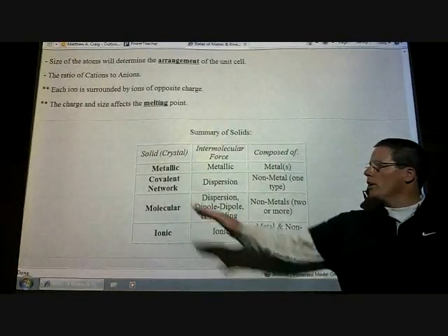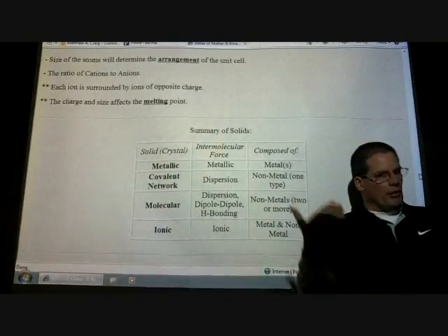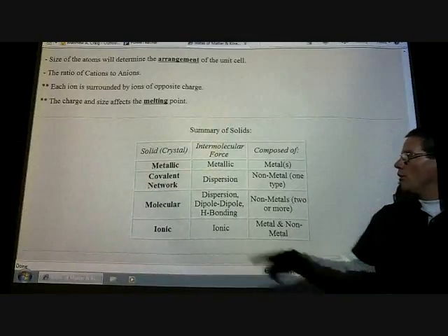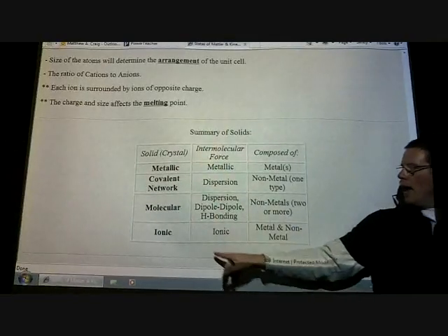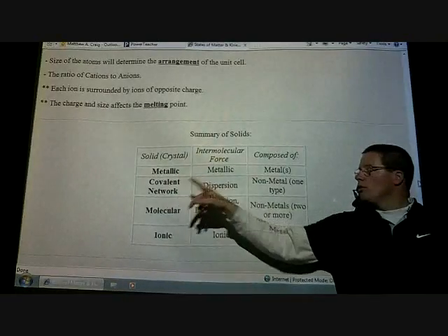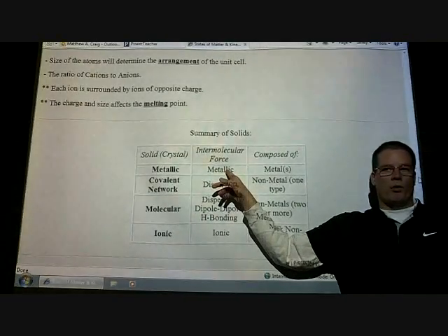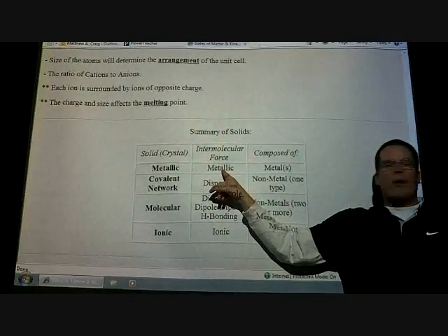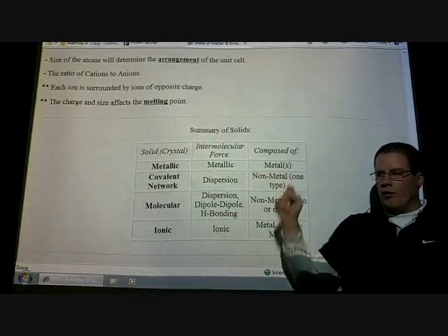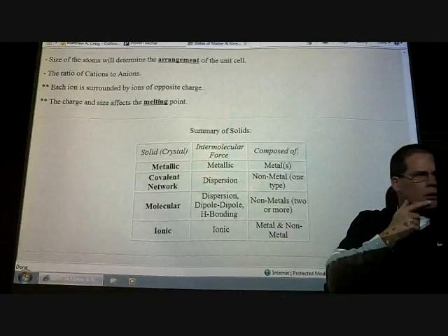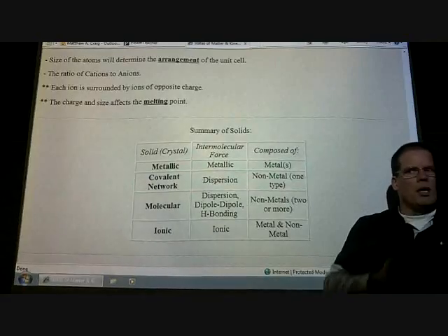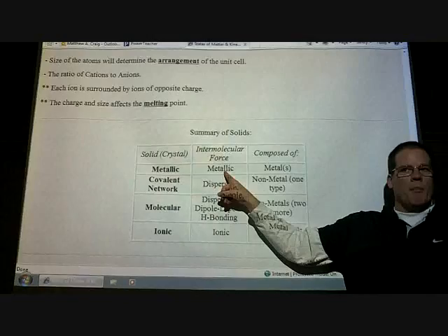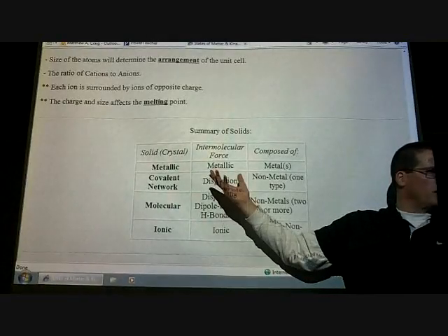When we look at the type of solid, again, these can exist as liquids and gases as well, but when they are a solid. The type of intermolecular force that they would have, if you have a metallic substance, it'll have metallic intermolecular forces, and it'll be a metallic solid. We didn't talk about the intermolecular forces for metals, did we? So here it is. Between metals, they're held together with metallic bonds.